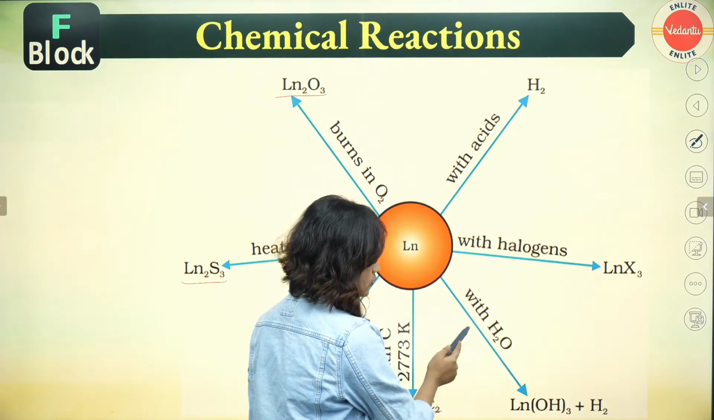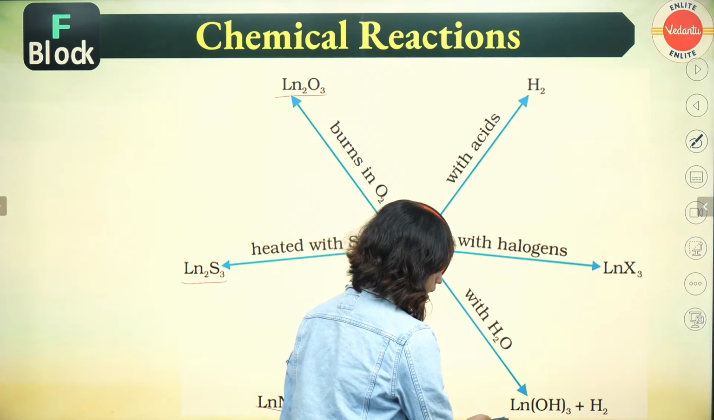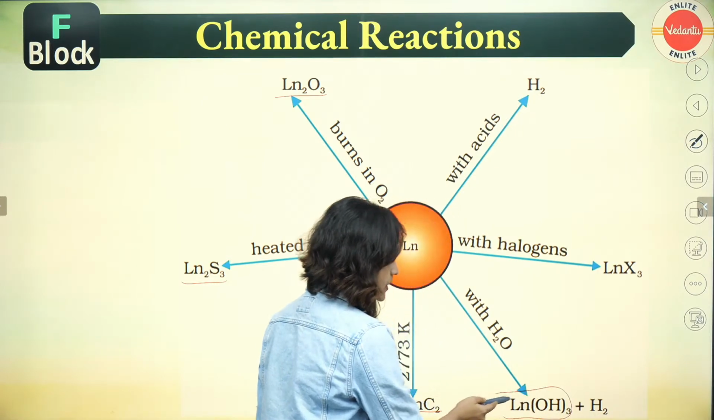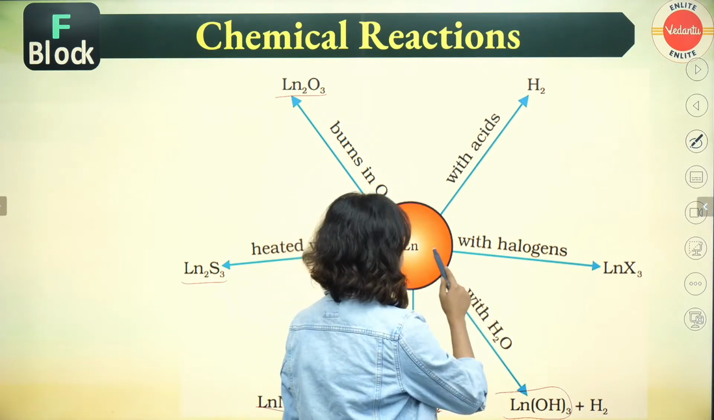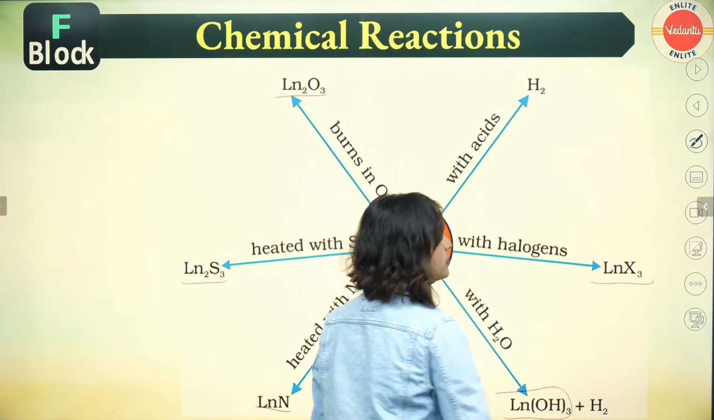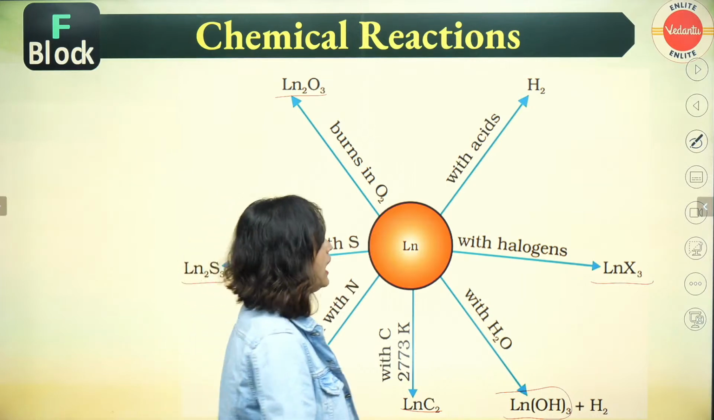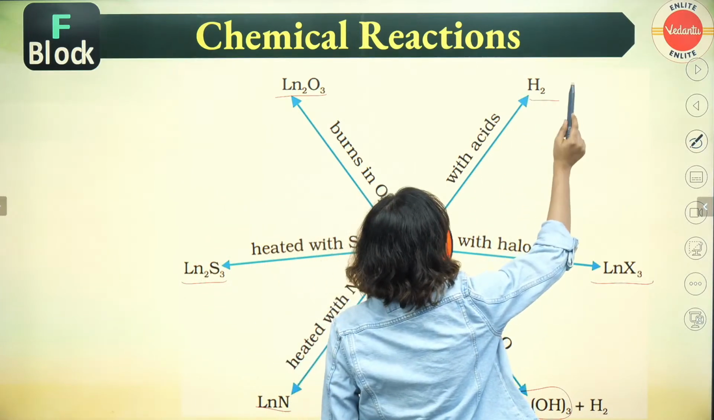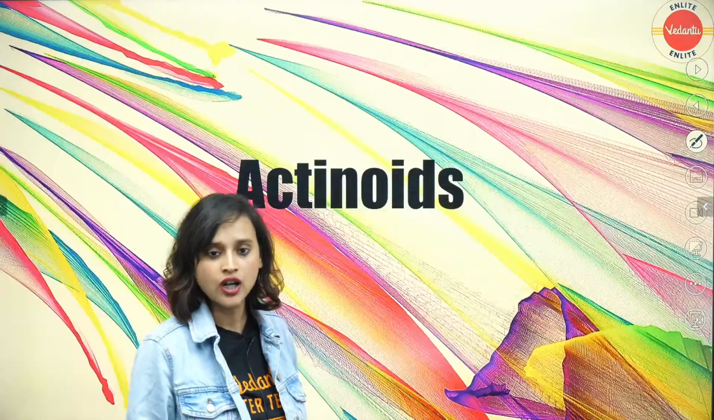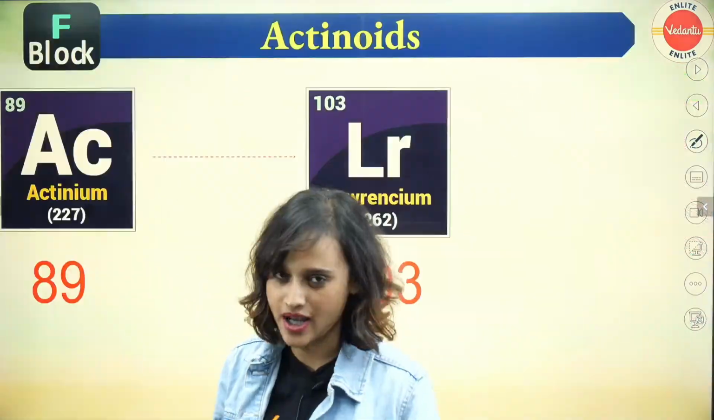You make them react with water, what will they form? They will form Ln(OH)3 plus H2. If you make them react with halogens, they will form LnX3, okay? And with acids, they will form H2, okay? All right, that's it. Now we go to actinoids, and that's the last leg of this chapter, okay?